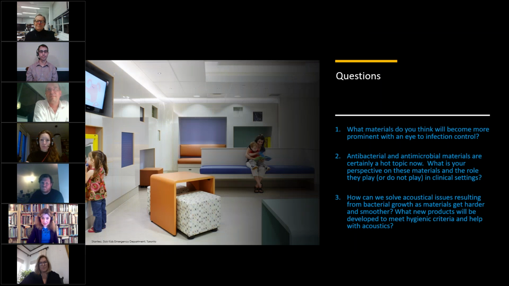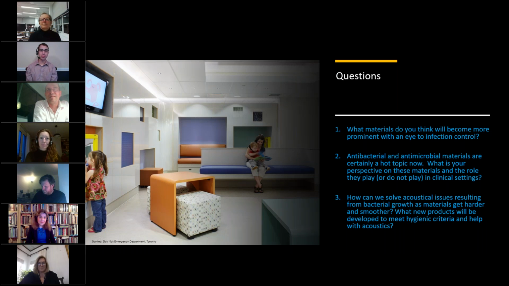Okay. So we want to talk about materials because materials are very much affected by the current shift of parameters due to the COVID-19 pandemic. And the question is, what materials do you think will become more prominent with an eye on infection control? And we wanted to touch on the big discussion, antibacterial and antimicrobial materials. They are very popular, but they have plus and minus. So who would like maybe to start talking about materials? Mike? Yeah, I can start on materials.